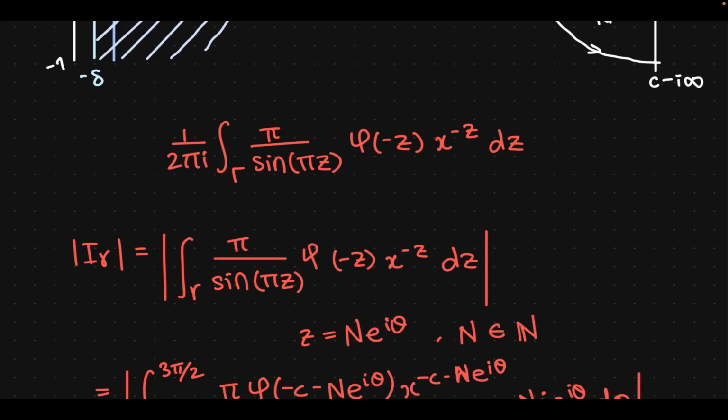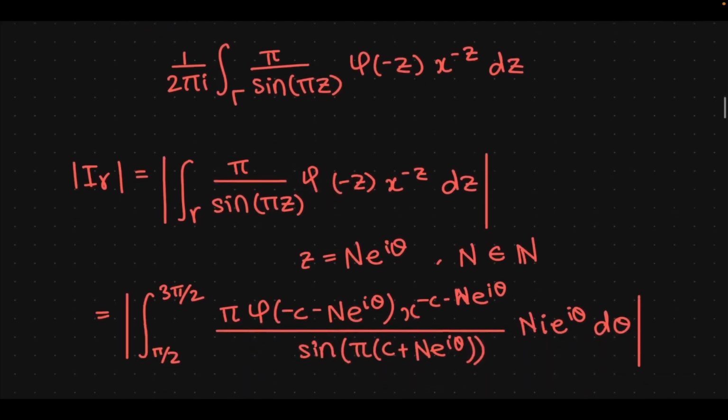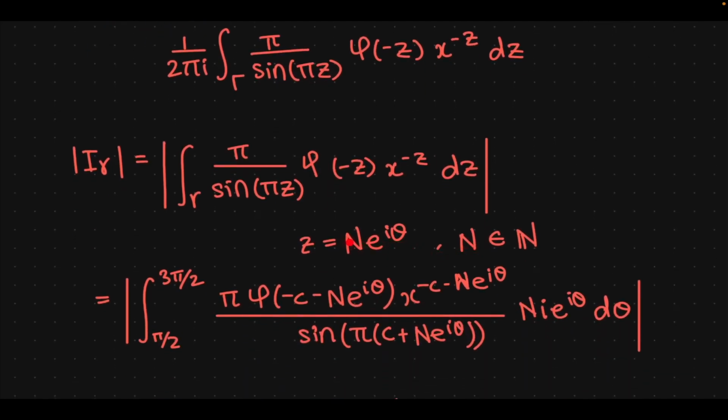Okay. Yeah, so that's the function. So we have the absolute value of the integral over gamma of pi over sine pi z, phi of minus z, x to the minus z dz. And then we're going to take the natural substitution in this case to be c plus N times e to the i theta, where capital N is, as I said, a natural number. So that's fair enough.